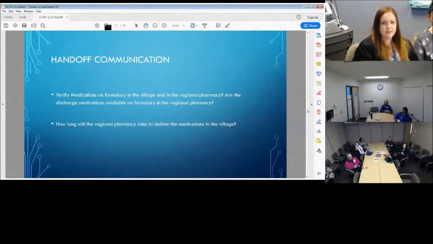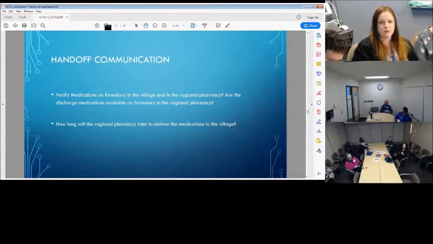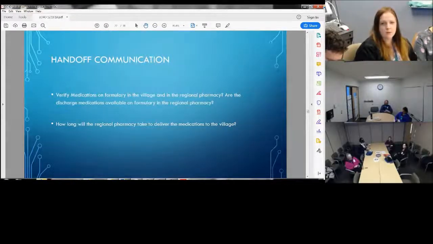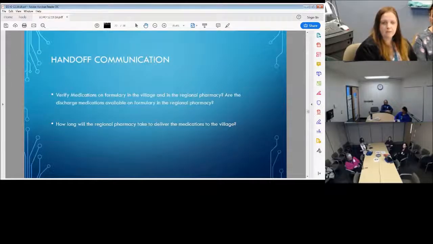So this is a huge piece, back to the medication. It's really, really important to verify medications on formulary in the village and the regional formulary. Are they available? I can't stress how important this is, because again, these inpatients are often discharged on medications that aren't available. So what happens is these patients are sent home to villages, and then they're left having to manage the pain with liquid morphine until medication is available.